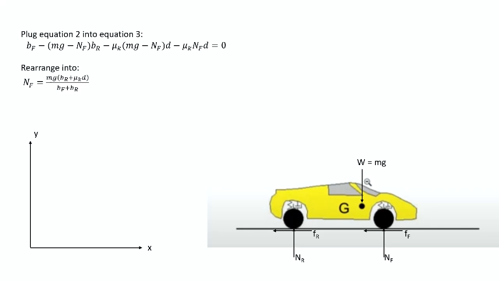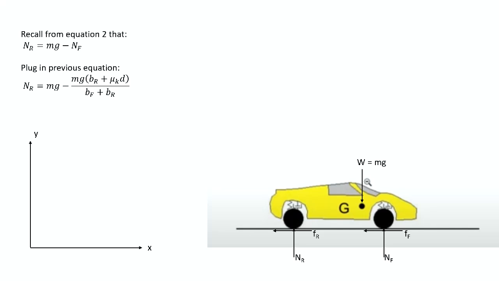And we can solve this equation for the normal force in the front wheel to get mass times gravity, or the weight force, times Br plus the coefficient of friction times D all over Bf plus Br. Now we can once again recall equation 2, where Nr equals the weight force minus Nf, so we can plug in what we got for Nf in the last equation to solve for Nr in this equation.